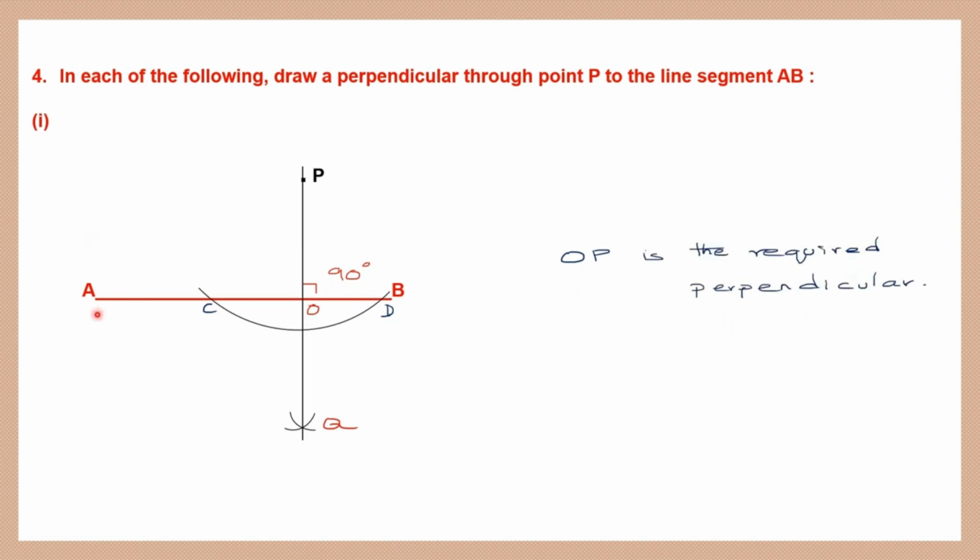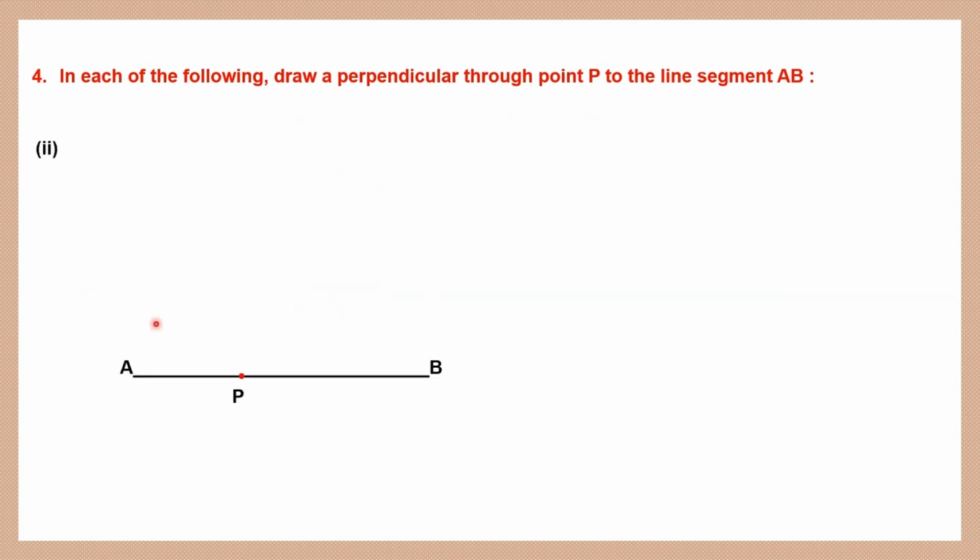And we can clearly see angle AOP is equal to 90 degrees and angle BOP is also equal to 90 degrees. So let's write it here. Angle AOP is equal to angle BOP and they are equal to 90 degrees. So we have drawn the perpendicular through point P to the line segment AB.